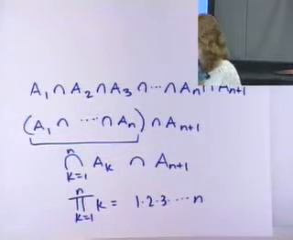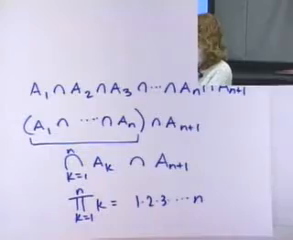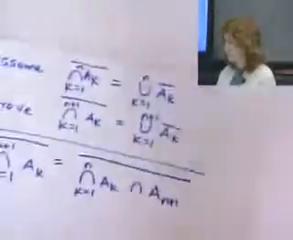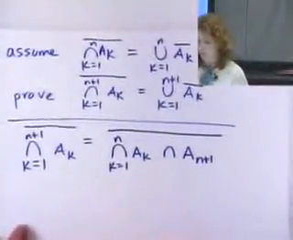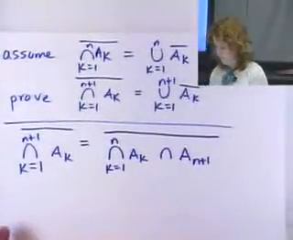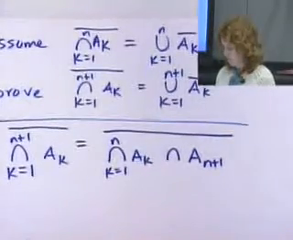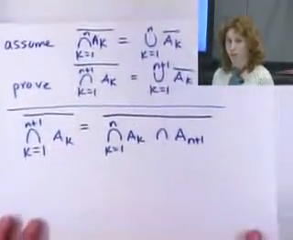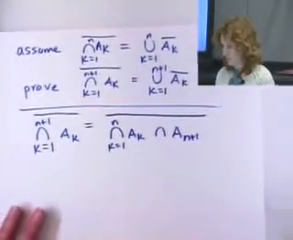So let's go back to the problem we were working on. We have our assume and proof statements. I never ever push the right button for zooming. I always do the wrong one.